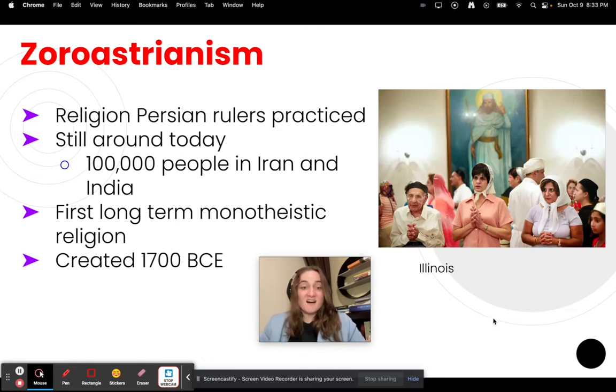It is the first long-term monotheistic religion, and it was created about 1700 BCE. There's some debate of exactly when it came about, but that's what the textbook I'm going off of says. So we'll just stick with it.